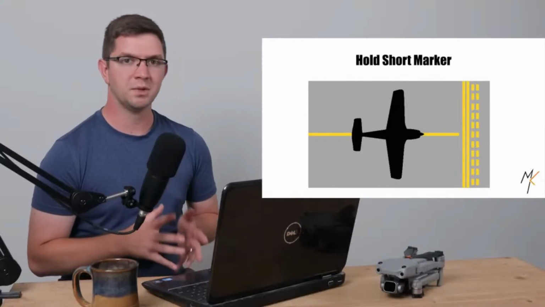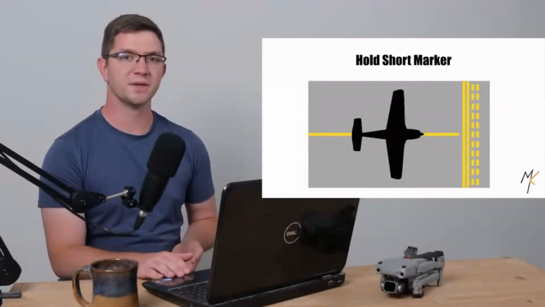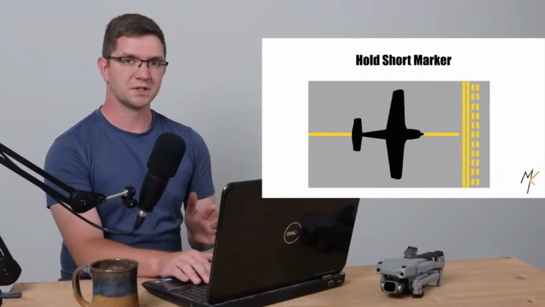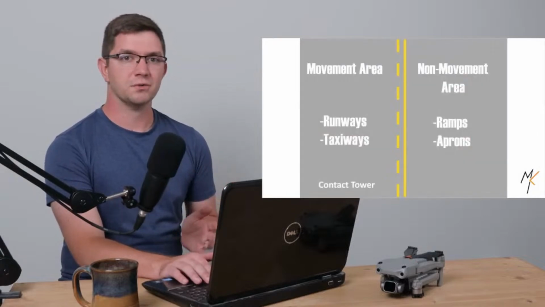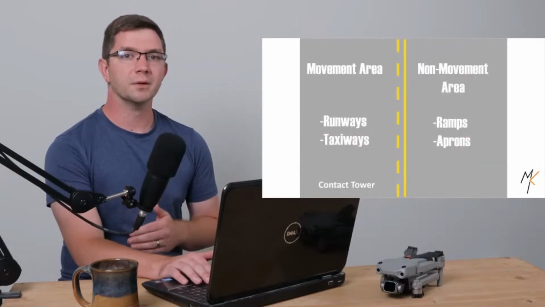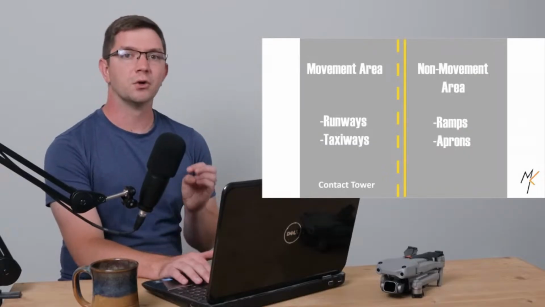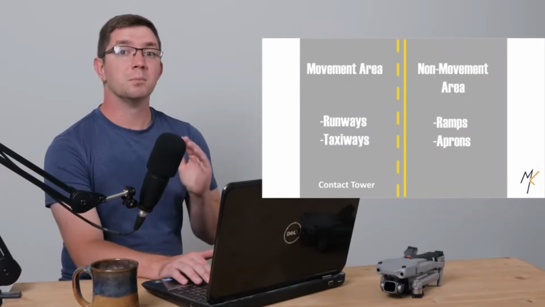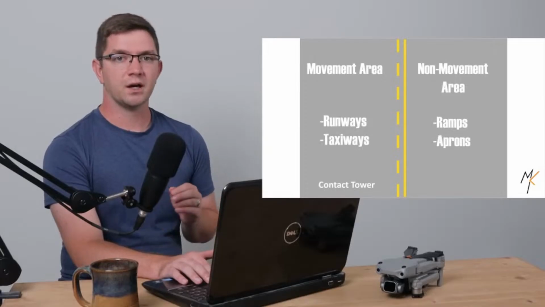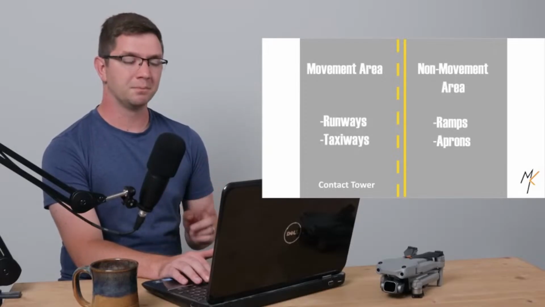Now, where I've seen people get mixed up on a Part 107 exam is they look at this marker and get it mixed up with the other marker that we just showed you for movement and non-movement area. Just remember that a hold short marker is going to have two sets of solid and dashed lines. The boundary marker is only going to have one solid and dashed line.